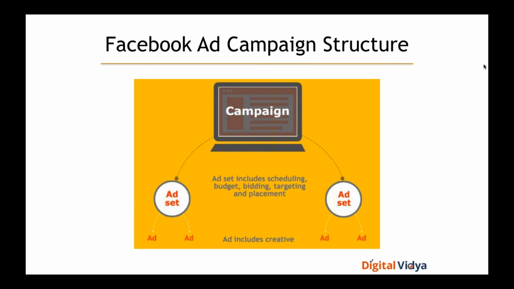Okay, so we're done with objectives, targeting, placements. Now let's take a look at the budgeting part of it. We are a little behind, but let's see how much we might need to extend. Okay, did I explain this campaign structure to you?